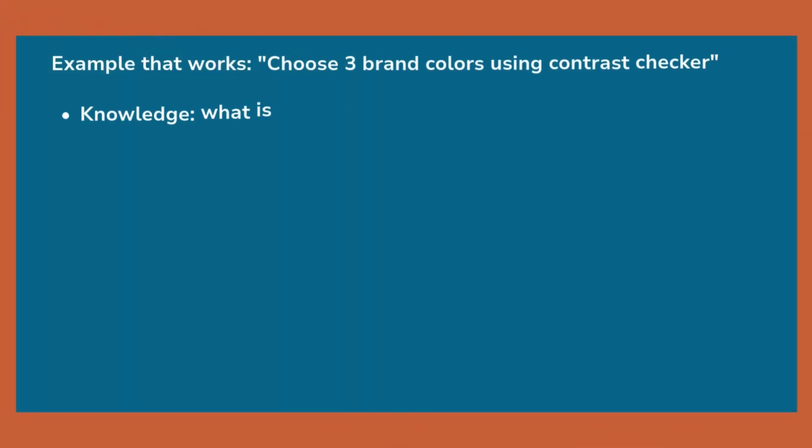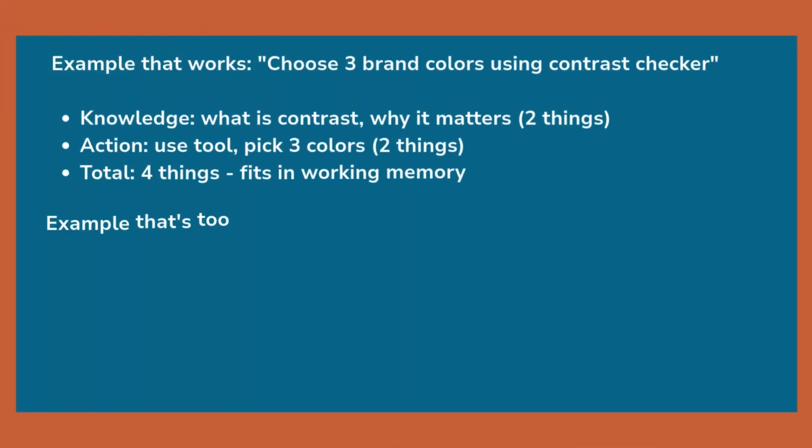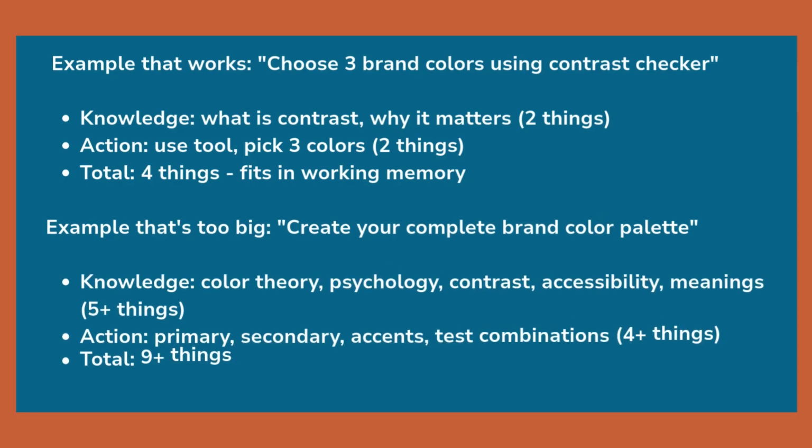So I'm going to give you another example of that here. Let's say that we are going to chunk something into choosing 3 brand colors using a contrast checker, right? So the knowledge is: what is contrast, and why it matters? The action is using a tool and picking 3 colors. So this means that we take those 2 knowledge pieces and the action pieces, and we've got 4 things that we're asking them to do, right? That fits in our working memory.